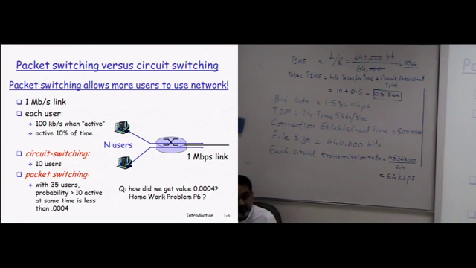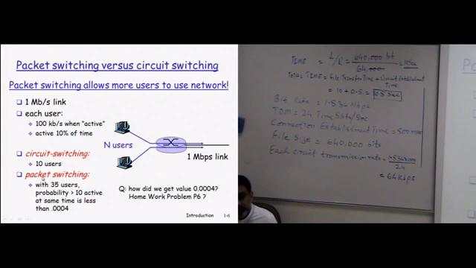The data rate is divided among 10 users, so each user will get 100 kilobits per second when active. It means that 10% of the time the link will be kept active if one user is sending data on the link. But if 10 users are sending data at the same time, it is utilized 100%.